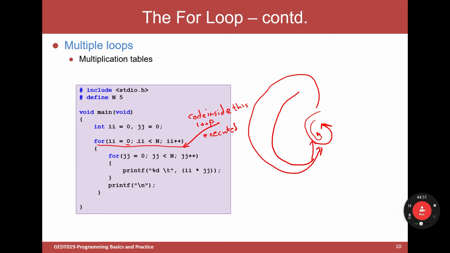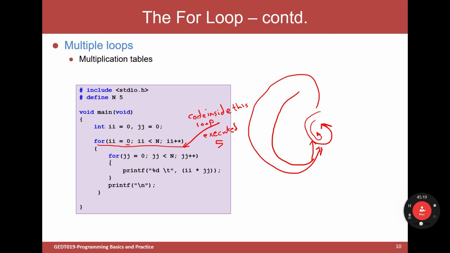From 0 to 4, that means it will be executed 5 times. How do I know? Because every time, I is increased by just 1, and I goes from 0 while I is less than n. N is 5, so from 0 to 4, because 5 is not less than n. So from 0 to 4, that means 0, 1, 2, 3, 4.